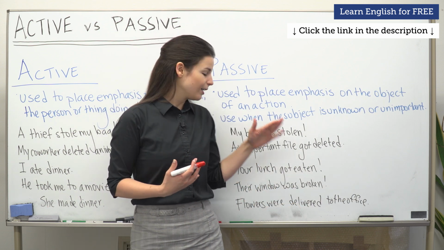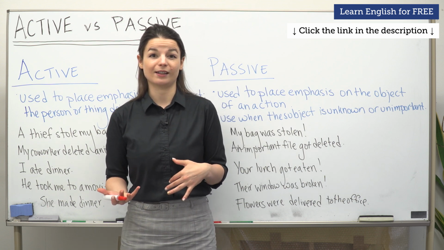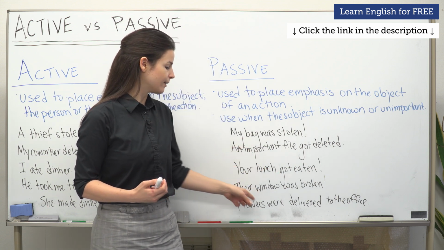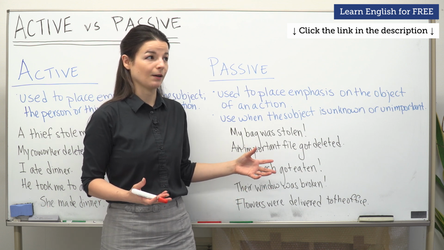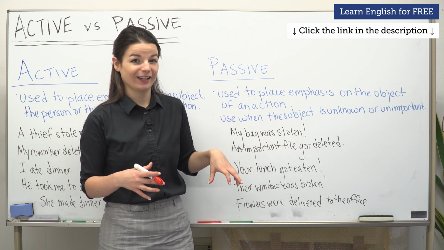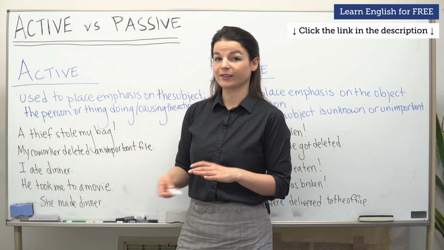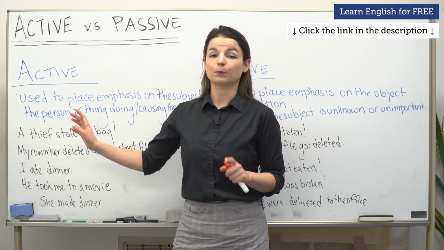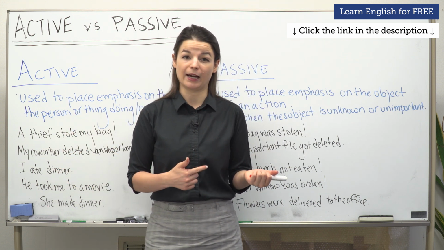So in each of these sentences, we don't know, or it's not important who did the action or what did the action, but we want to emphasize the object of the action. We want to emphasize the person or the item receiving the action in this case. In active voice, however, we want to emphasize the person doing the action or the thing doing the action. So please keep this in mind when you're trying to choose between active voice and passive voice.